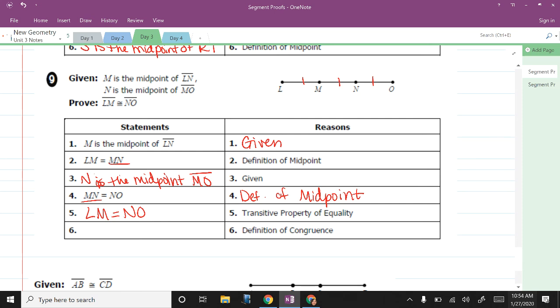All right, then it says to use the definition of congruence, plus the last statement should match what you're trying to prove. So what's going to go in the very last blank? Yeah, the segment is congruent to the other segment.